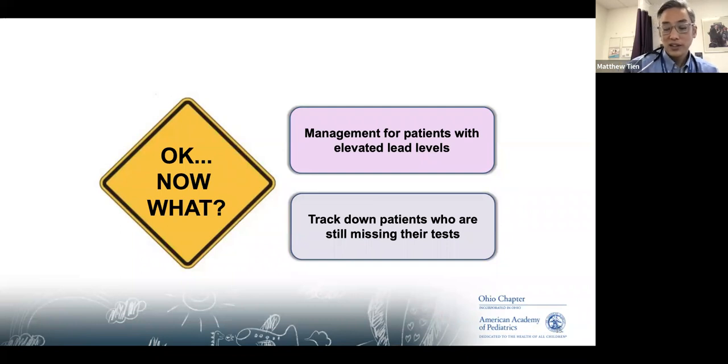And then it's all well and good that we're doing some better testing for patients when they show up. But we notice that we're a safety net hospital. Many of our patients don't show up in a timely fashion. And how do we track down those patients who are missing their lead test? Those are still 2 topics that I just want to talk a little bit about, how we tackled those here at Metro Health. So next slide.